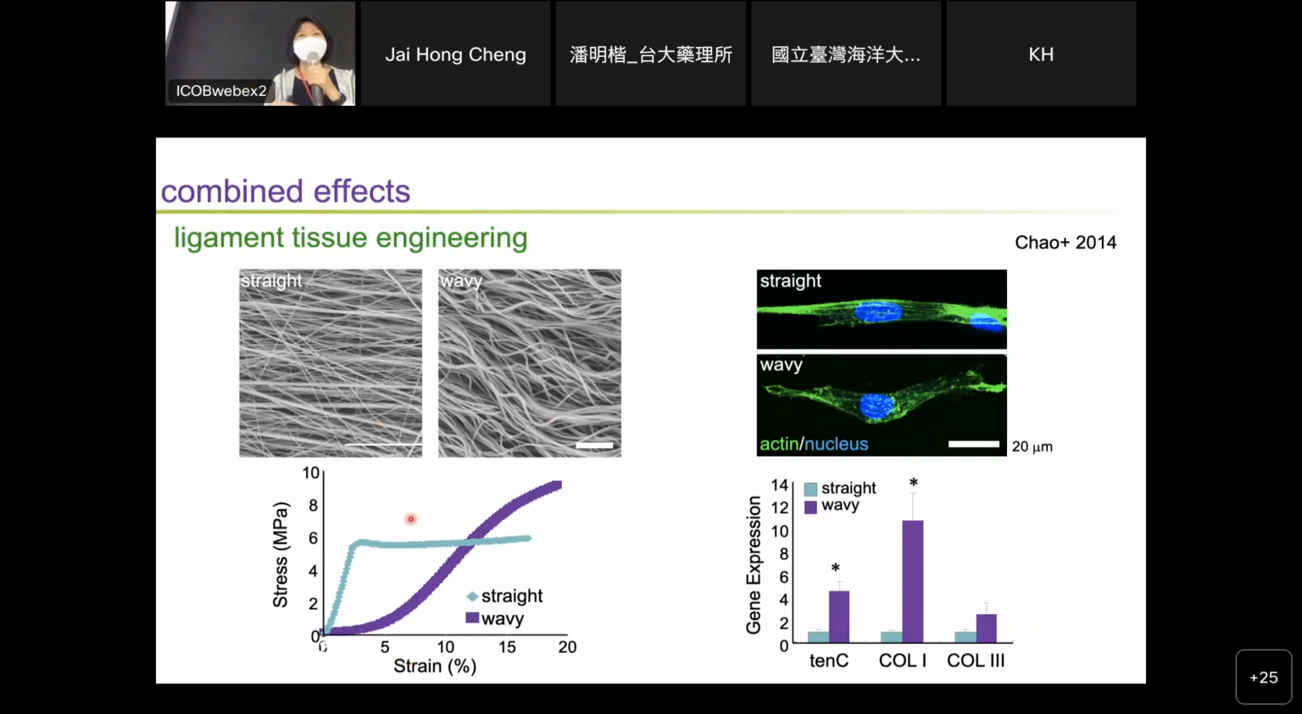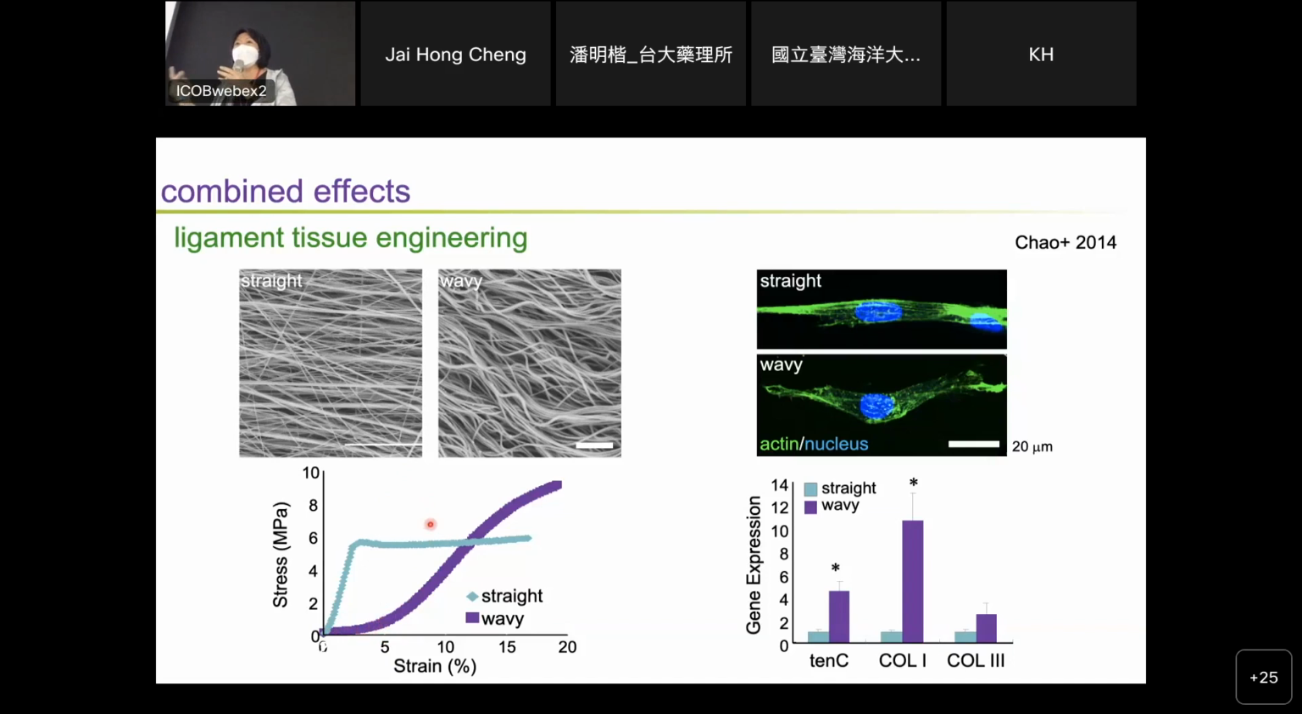The blue line represents the stress-strain relationship of the straight fibers. So you don't see much of the so-called toe region, the low strain or the non-linear mechanics. But with the wavy fiber, we can see it's responding very slowly, this sort of toe region. So you can deform this fiber or material relatively easily at low strain, and it becomes stiffened with high strain. So we can recapitulate the mechanics of this tissue, but what do the cells do?